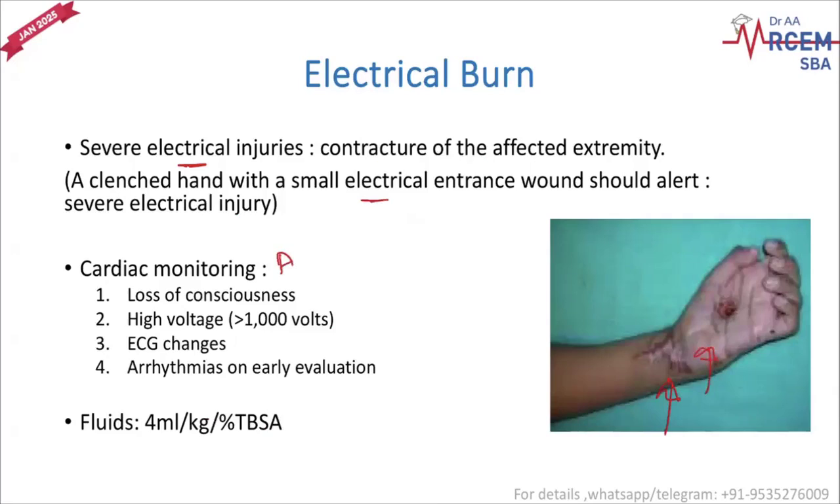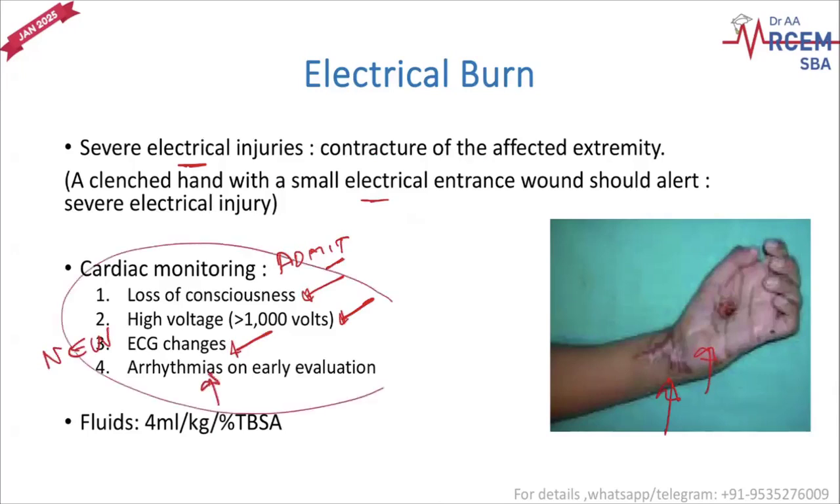You might have to admit the patient if any one of the following is present: loss of consciousness, high voltage, meaning more than 1000 volts, any new ECG changes, or any arrhythmias. If any of these are present, you need to admit for cardiac monitoring. So it is a must. These are the indications for admission for cardiac monitoring.